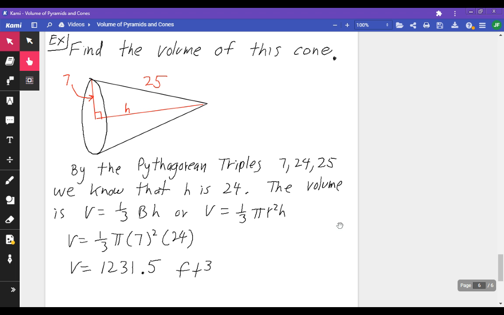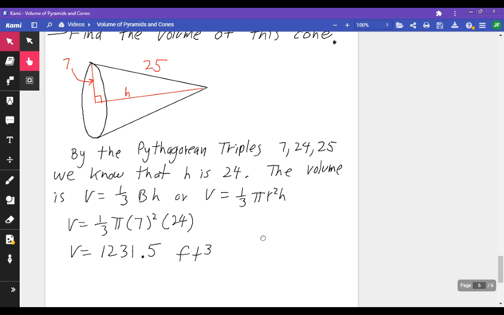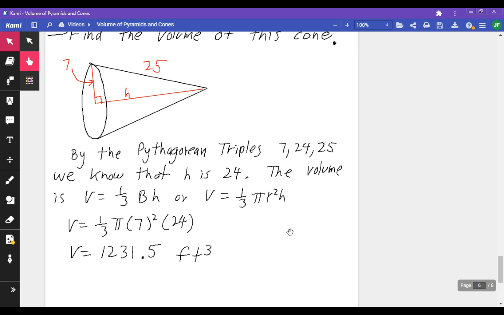Let's go ahead and plug those numbers into the volume formula for the cone. So the volume formula is 1/3 times the area of the base times the height, or 1/3 pi r squared h. Here's the numbers. 1/3 times pi, of course, the radius is a 7 there, so 7 squared, times the height, which we said was 24. Put the numbers in the calculator. We're going to have volume equals 1,231.5 cubic feet.